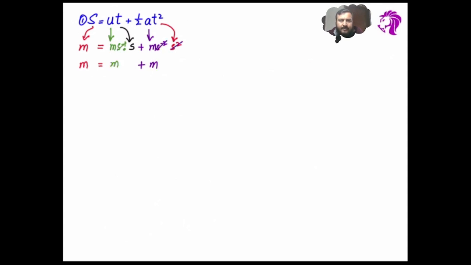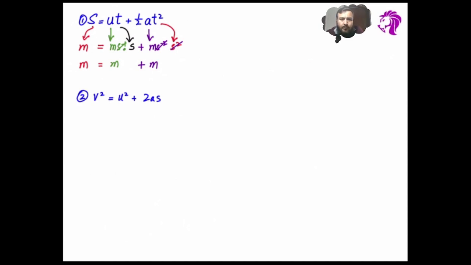So I can see that each and every term in the equation is the same. That is, it has the same unit, that is meters. So this equation is homogeneous. Why? Because homo means same. So every term in the equation is the same.